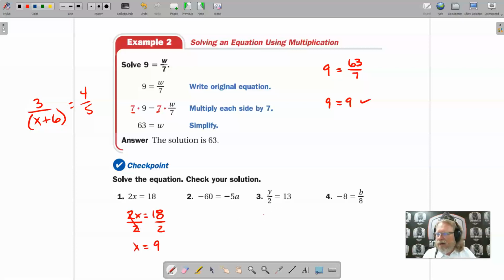On number 3 here, we have y divided by 2 equals 13. So we want to get rid of the 2, correct? And the 2 is related to the y through division, so the opposite operation is multiplication. What are we going to multiply? Well, that very number we wish to get rid of, which is that 2 in the denominator. So we're going to multiply both sides by 2, because what we do to one side, we do to the other. The 2's are going to cancel each other out, leaving us with just y on the left. And 13 times 2 is 26.